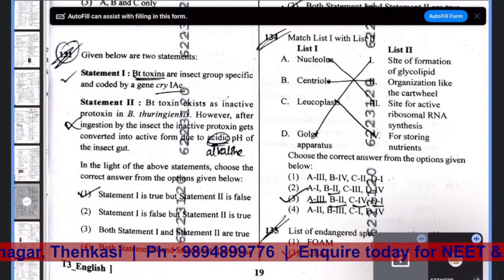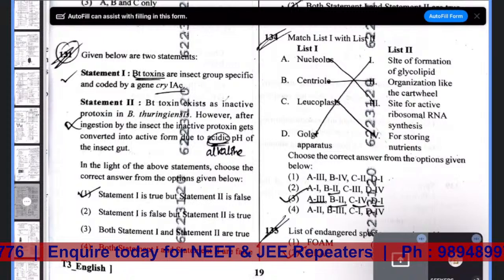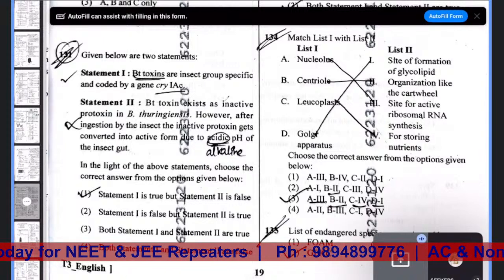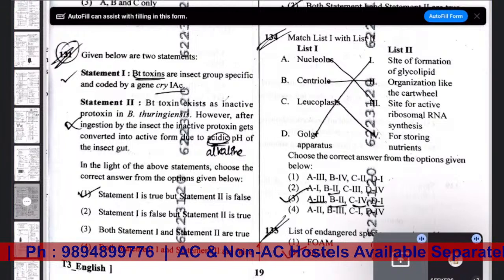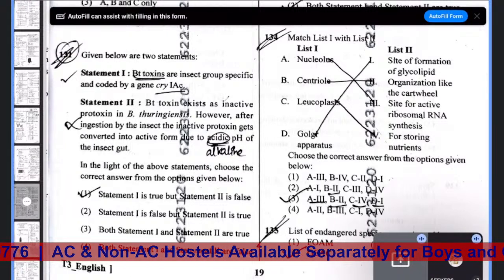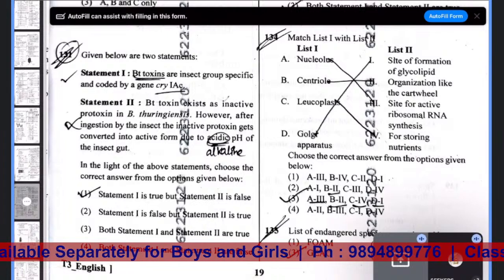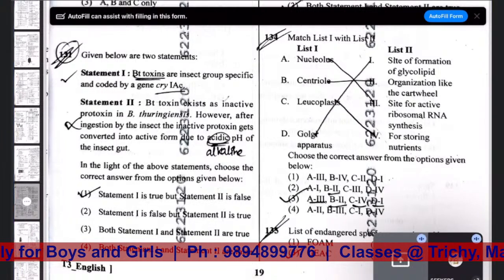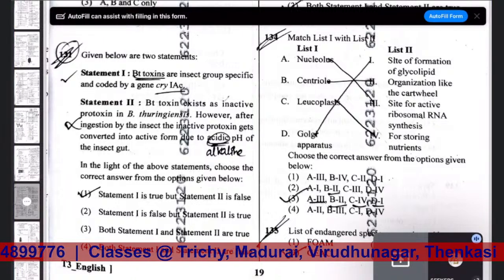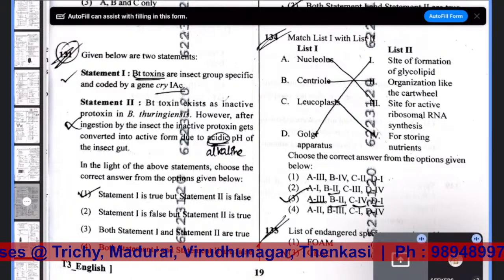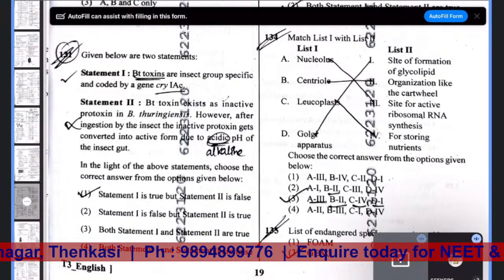Okay, and statement 2: Bt toxin exists as inactive protoxin in Bacillus thuringiensis. Right. However, after ingestion by the insect, the inactive protoxin gets converted into active form due to acidic medium. This is wrong. Actually, in the insect's gut, it will be alkaline pH and not acidic pH. Okay. So it should be alkaline. So statement 2 is incorrect. Okay. So by our analysis, we are going for the answer option 1 for this question number 131.